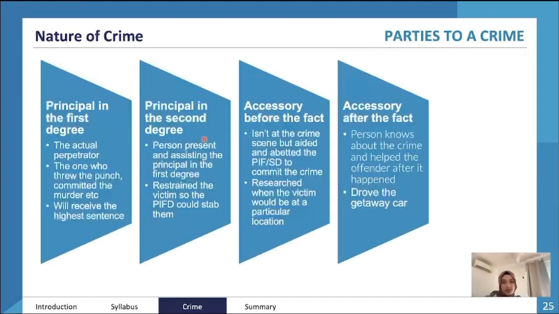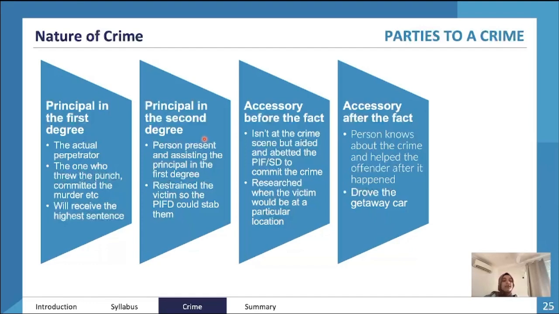Okay, so moving on to the different parties to a crime. So let's go through these. So principal in the first degree, principal in the second degree, and then we have accessory before and after. So principal in the first degree, this is the actual perpetrator. So this is the person who punched the person and then the other person passed away. Or this is the person who committed the murder. So they will receive the higher sentence because they're the one who've committed the crime. They're the principal offender or the actual perpetrator.